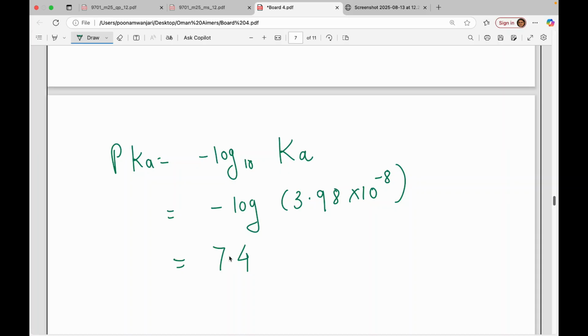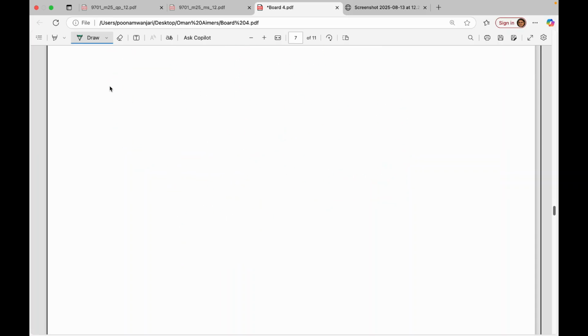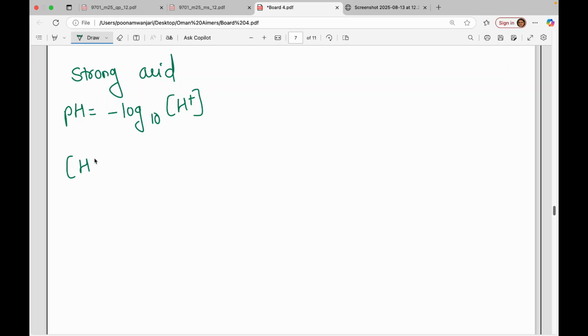So you need to keep this in mind. Again, one more time I will write the formula. If you are using the pH formula for a strong acid, students, directly write pH is equal to negative log to the base 10 of H plus concentration. And here always keep in mind that the concentration of acid is equal to the concentration of H plus ion. So directly you need to put the concentration.